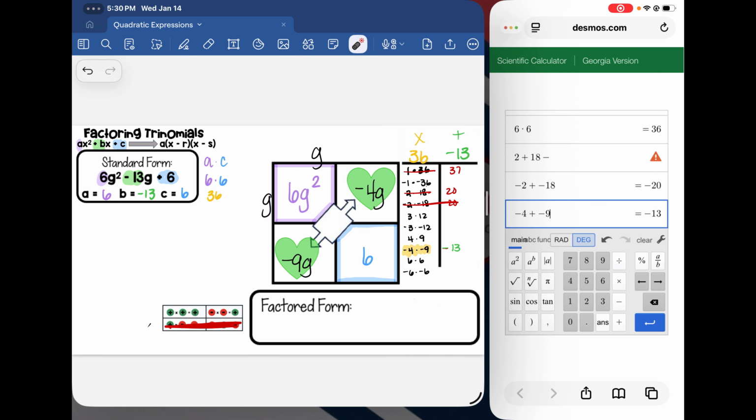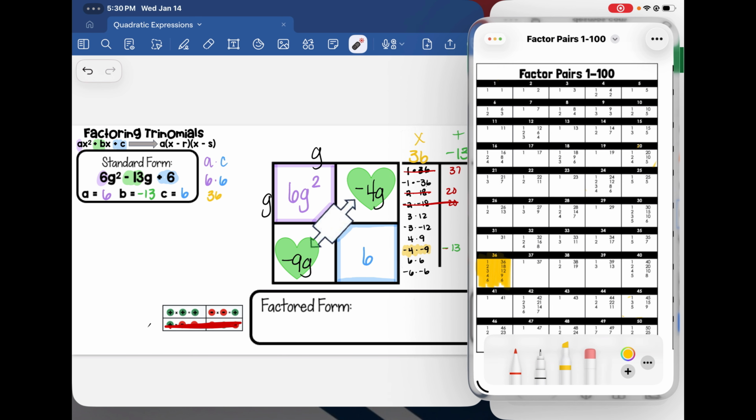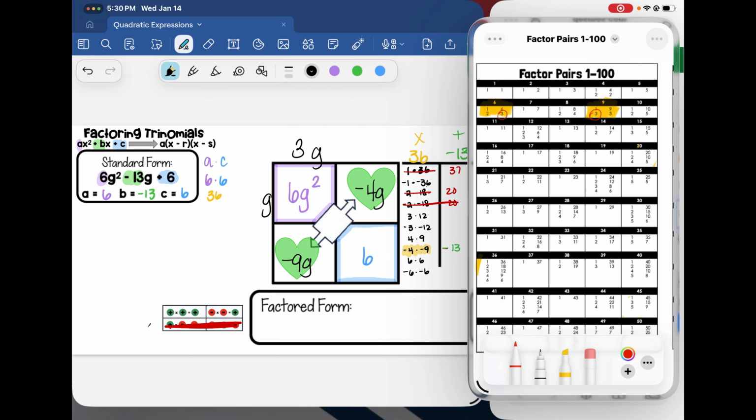So to find the greatest common factor of this column between 6 and 9, I need to go to my factor pair list, find the factors for 6, find the factors for 9, and see which one is the biggest. And the biggest number that 6 and 9 have in common is a 3. So the number outside of this column should be a 3.